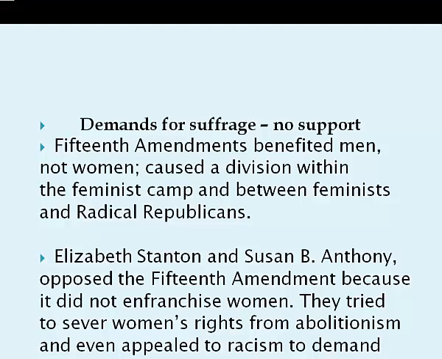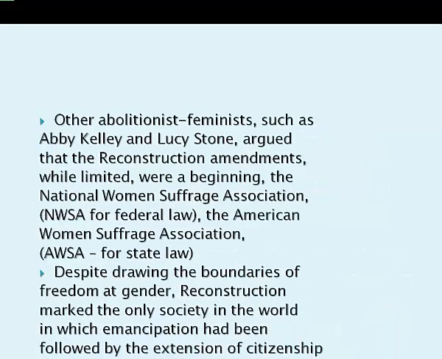The 14th and 15th Amendments specifically benefited men, not women, and caused a division within the feminist camp and between feminists and radical Republicans. Some, like Elizabeth Stanton and Susan B. Anthony, opposed the 15th Amendment because it did not enfranchise women. They tried to sever women's rights from abolition and even appealed to racism to demand rights for women.